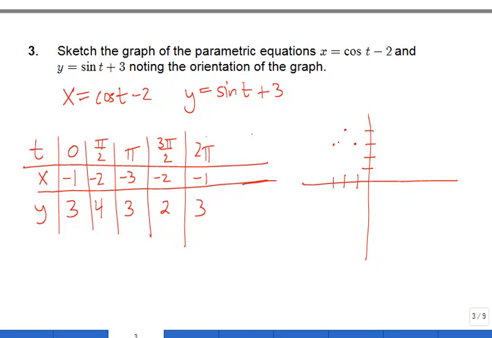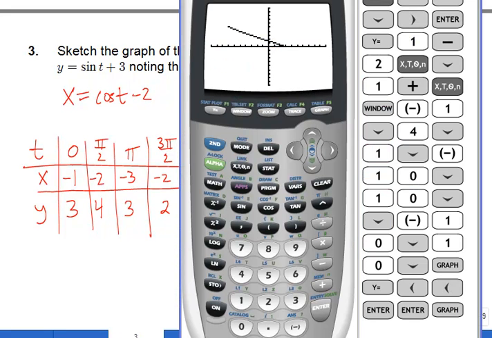At 3 pi over 2, x is -2 and y is 2, and at 2 pi, x is -1 and y is 3, so that's this same dot again. So imagine we started at this dot, then we went up to this one, then we went to this one, then we came around, and we looped back around again. So what we ended up with here is a circle. So let's see what happens if we were to graph this on our calculator.